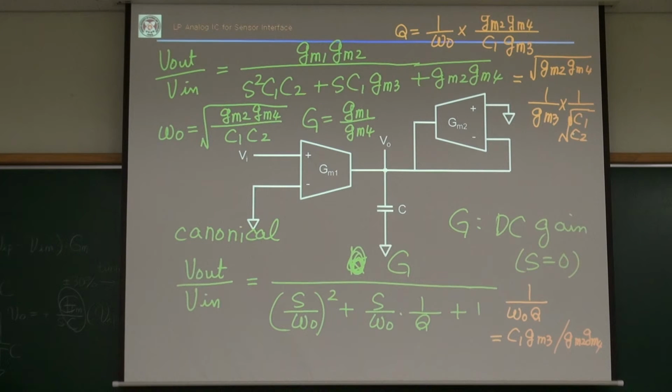No, I need a ratio. Oh yeah, you're right. You're right. My Q will be square root C2 over C1, then GM3 square root GM2 GM4. Then this is dimensionless. Okay?